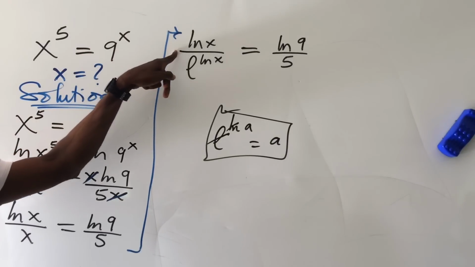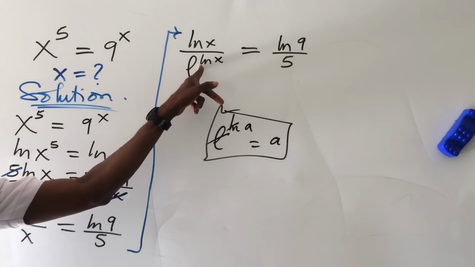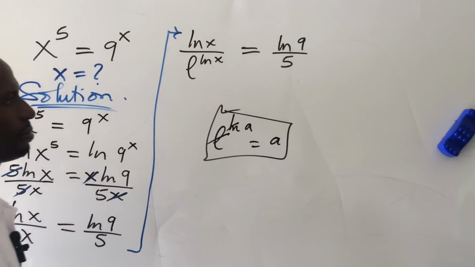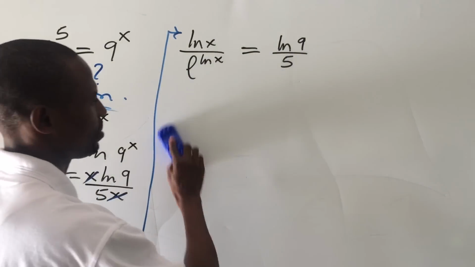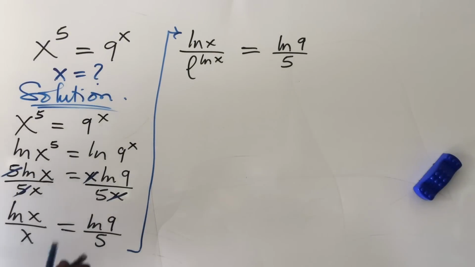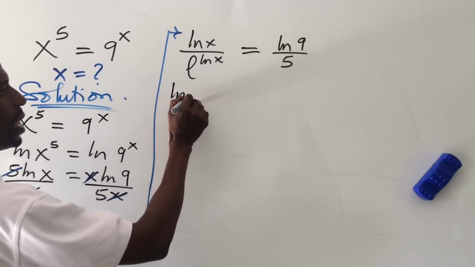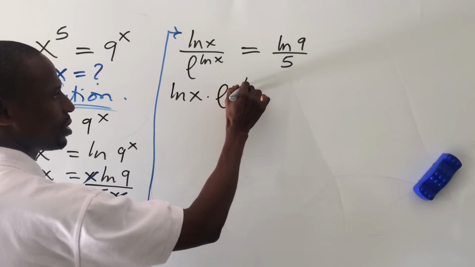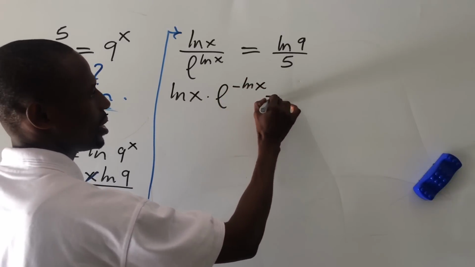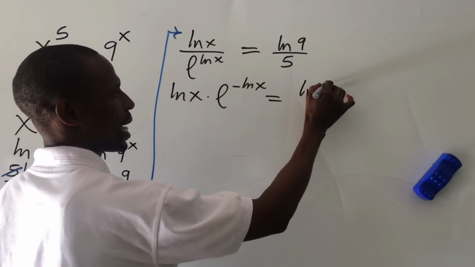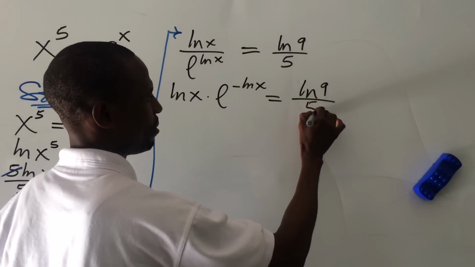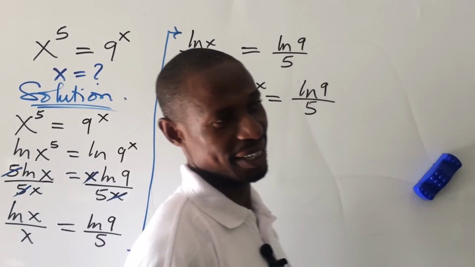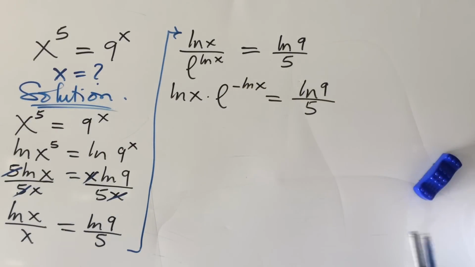In removing the division sign here, the minus will come up here. In other words, we can rewrite the expression on the left hand side to give us ln of x times e to the power of minus ln of x. This is equal to ln of 9 all over 5. Easy. Okay, now let's look at this.